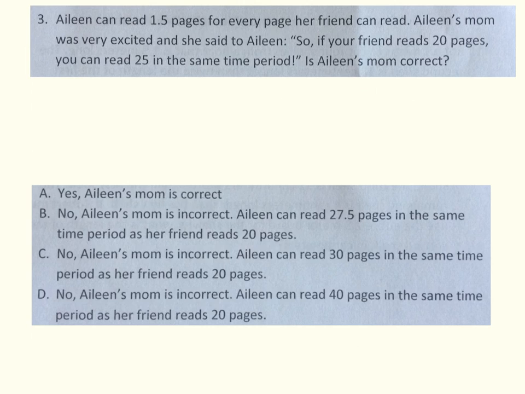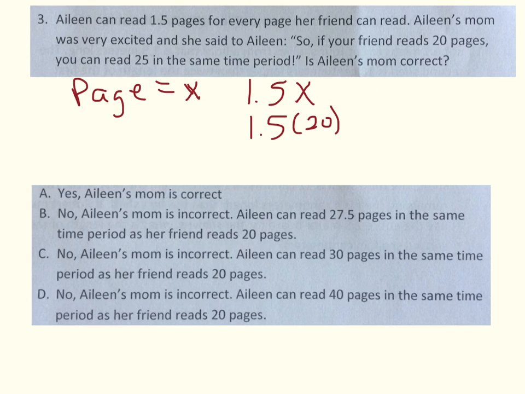We know that each page is equal to x, okay? And Aileen can read 1.5 pages for every page that her friend can read. Well, if I were to plug in 20, as her mom states right here, 1.5 times 20 is actually 30. So Aileen could read 30 pages in the same time that it takes her friend to read 20 pages. So is her mom correct? Well, the answer is no, so we can mark out A.